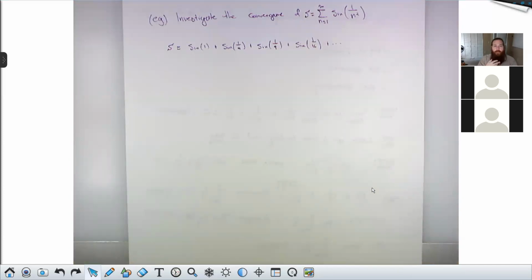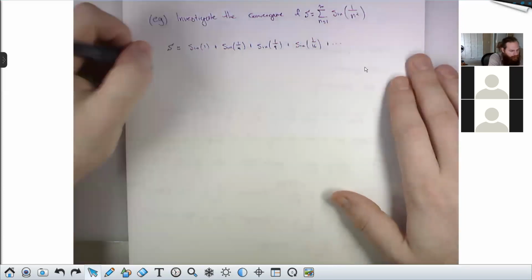This is a weird series. None of these numbers are nice. The sine of 1, the sine of 1/4, the sine of 1/9, the sine of 1/16. Since the insides of the sine function are not multiples of pi, these are weird numbers. These are all nasty, irrational numbers. So I really don't have a good feel for what's going on here. In particular, there's no nice way to build any inequalities.